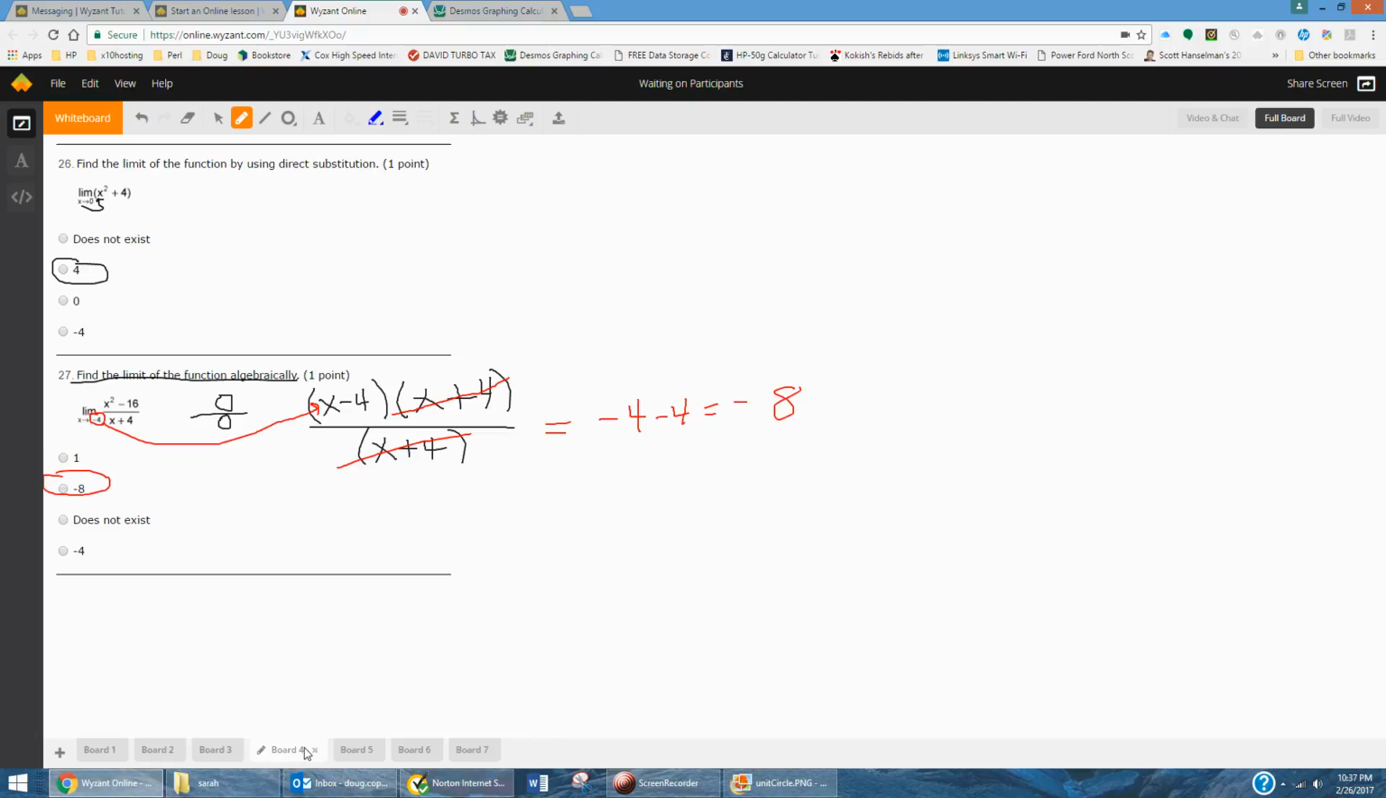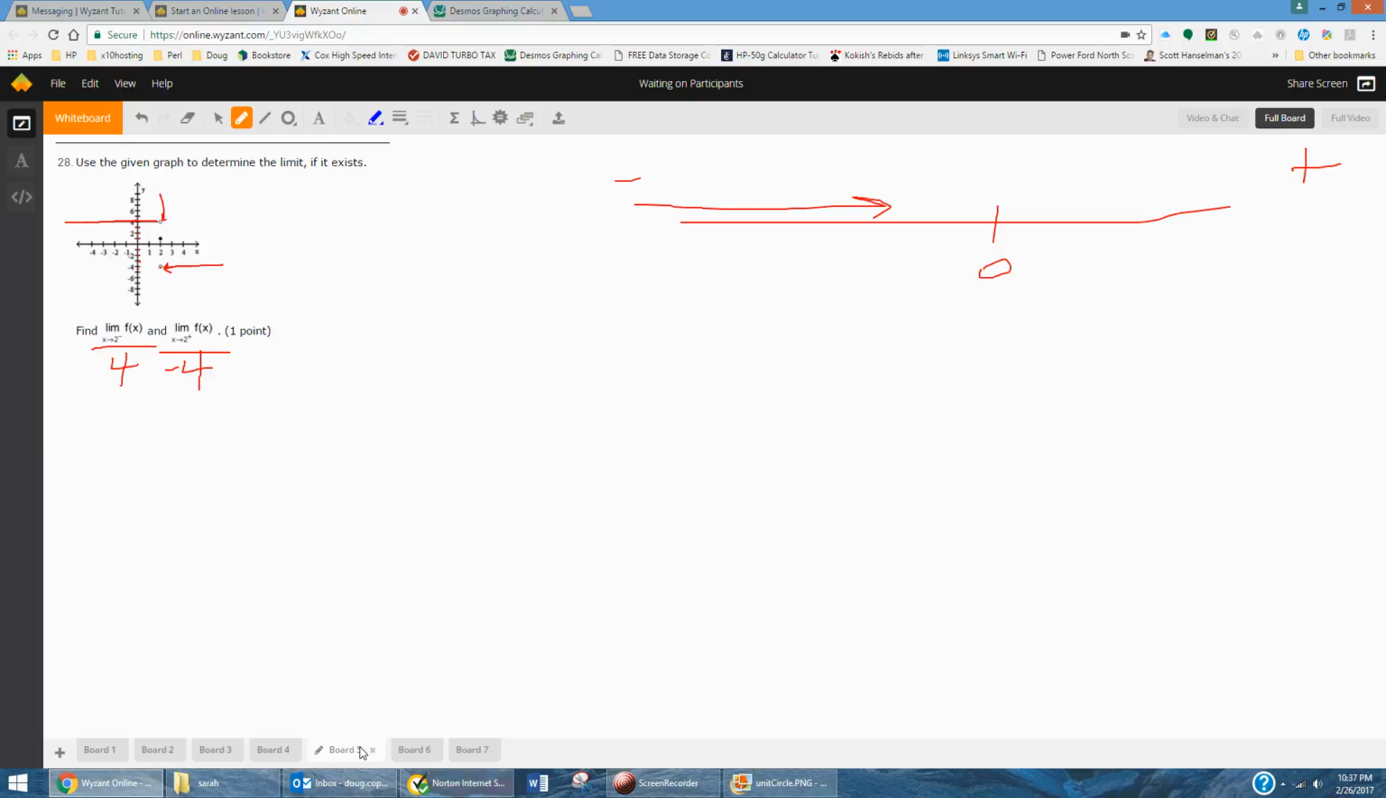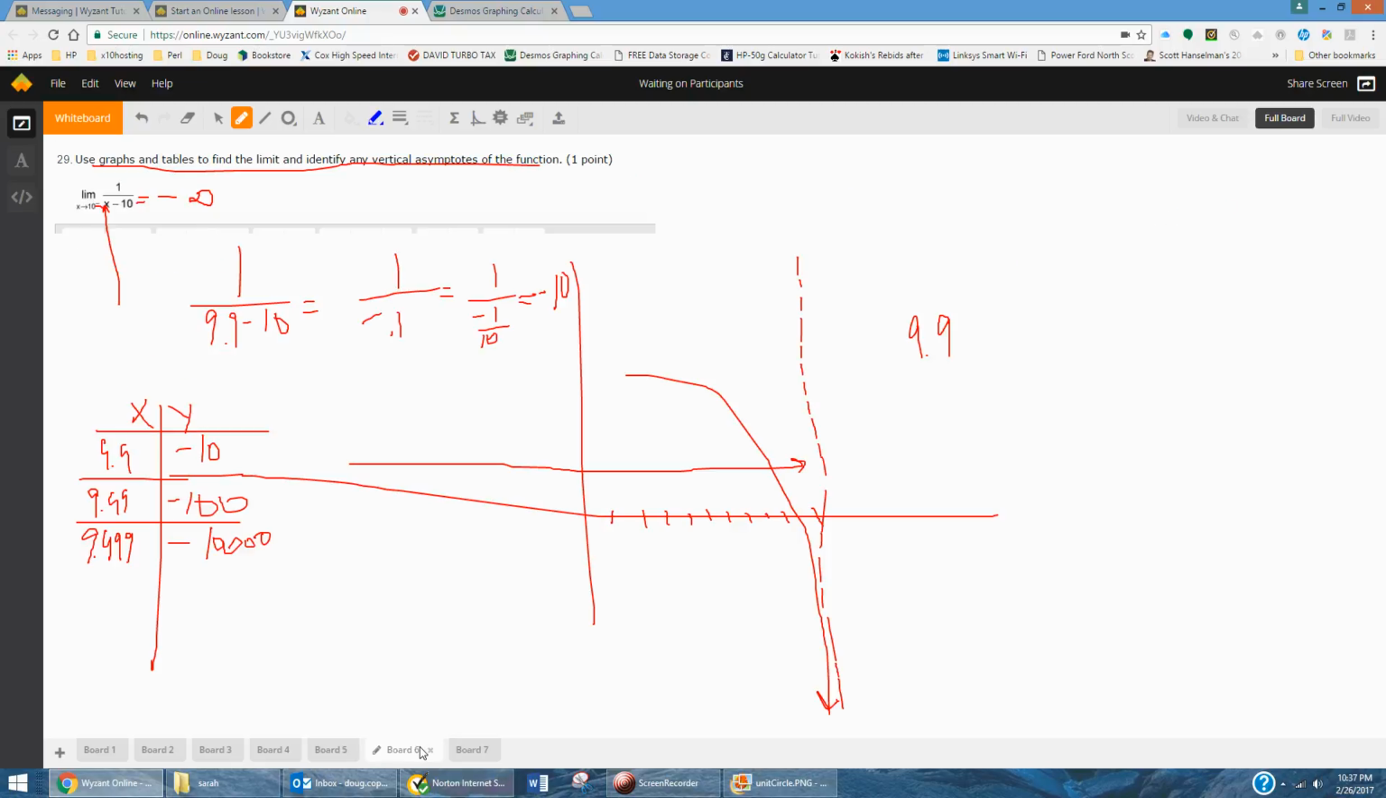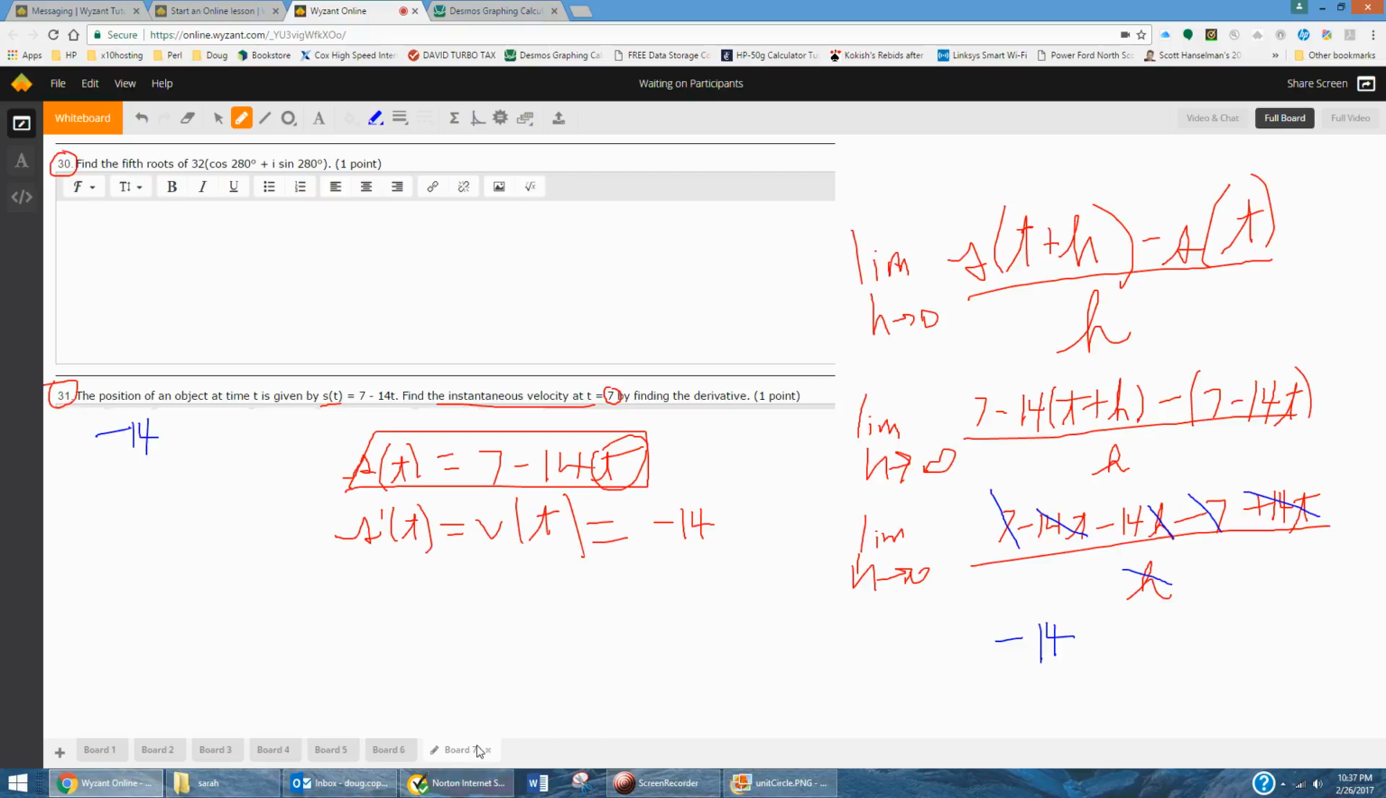Board 4, we did both of these. Board 5, we did both of those. Board 6, board 7, we're left with number 30. I need some room here for this one.